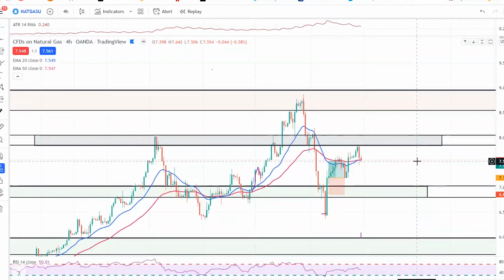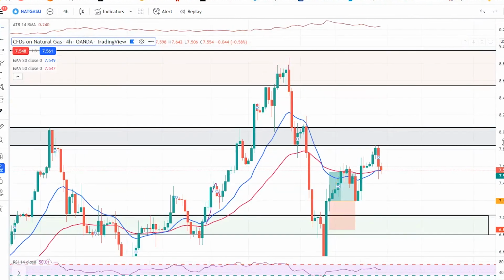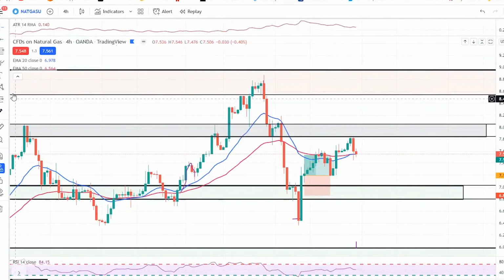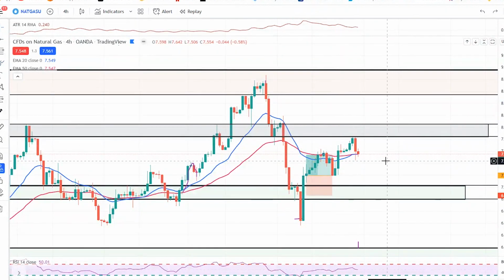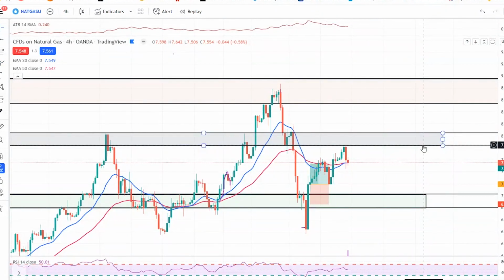Right here now, what to expect for next week on Monday. Right here, as you can see, the market was pushing up and now hit the minor level of resistance. Right here, if you see, this is a minor level. If you want to mark these on your charts, this is 7.849 that goes up to 8.045. So this is our minor resistance. Let me show you.